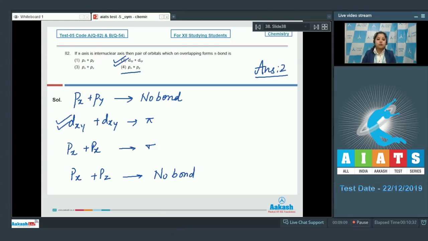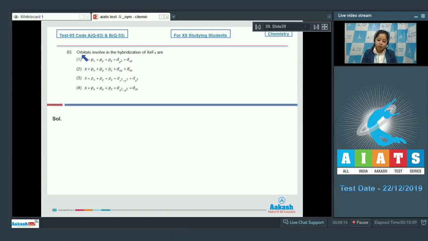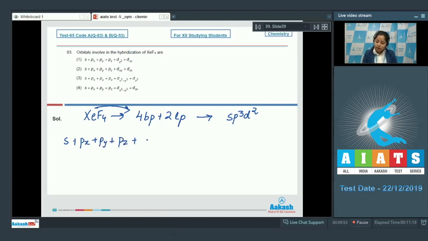Moving to next question, students, which is question number 83. Orbitals involved in the hybridization of XeF4 are. Students, let's find out the hybridization of xenon in XeF4. Since xenon has 4 bond pairs and 2 lone pairs, the hybridization is sp3d2 and the orbitals involved in the hybridization are s plus px, py and pz and dx square minus y square and dz square. That means the correct answer for this question is option number 3.